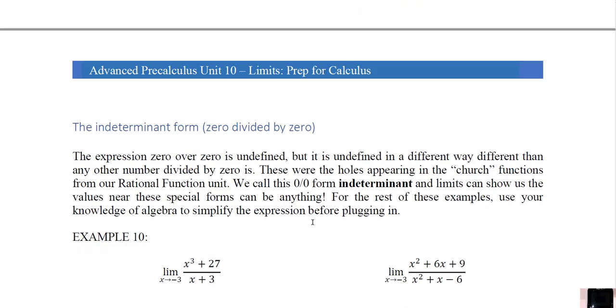Now 0 over 0 is really curious. 0 over 0 is called the indeterminate form because it could be equal to absolutely anything, or it could be equal to nothing, or it could be infinity, or it could be does not exist. It could be a whole bunch of different examples, and essentially they're all of those answers at the same time.